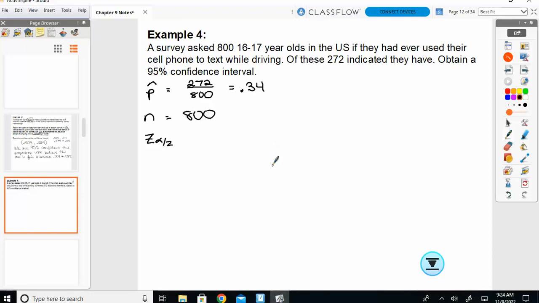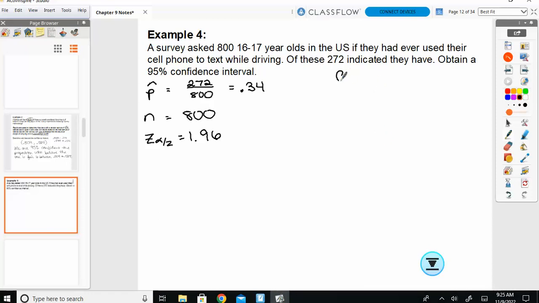Z alpha over 2, we could figure it out. If 95% in the middle, that means there's 5% for the two ends. So that's 2.5% on each end. So if this piece was 0.025, what would you have to look up in your table? You'd have to find the area when the area is 0.975. Or if we look, 95% confidence is one of those common ones. So if you look down at the bottom, 95%, the z alpha over 2 is 1.96. So you can get it either way.